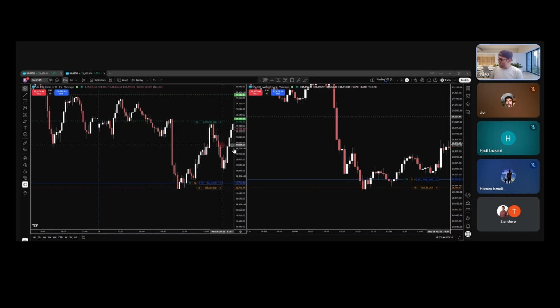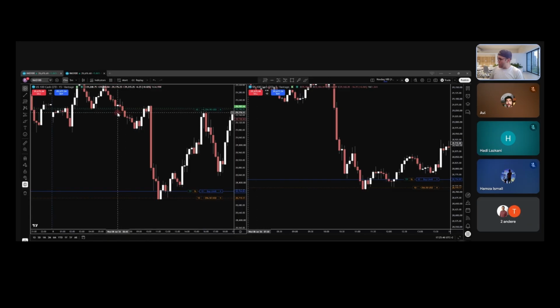I would put my alert below the wick here so I can see what is happening. Maybe to see, hey, I can catch the returning point. So it is retesting there. That would be the first reason.